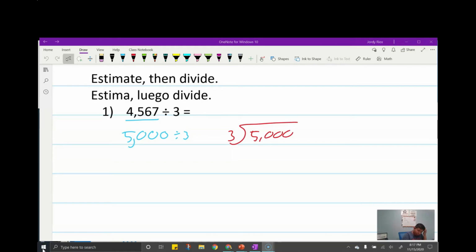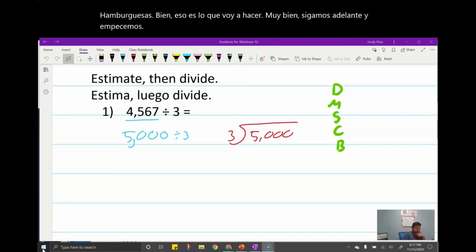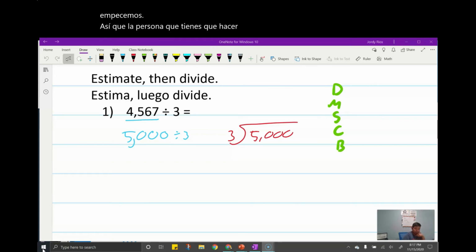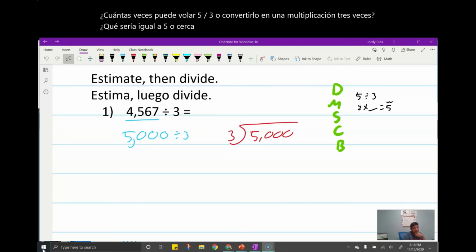Alright, remember my question is always, does McDonald's sell cheeseburgers? Okay, that's what I'm going to be doing. Alright, so let's go ahead and get started. So the first thing I need to do is divide, okay? So, how many times can 5 divided by 3, or turn this into a multiplication? 3 times what will equal 5, or close to 5, okay? Close to 5. Go ahead and tell me.